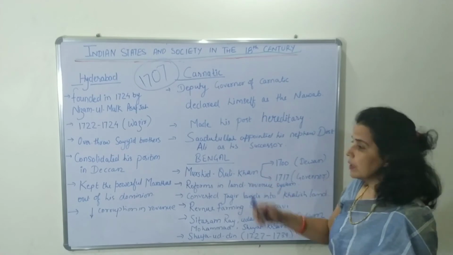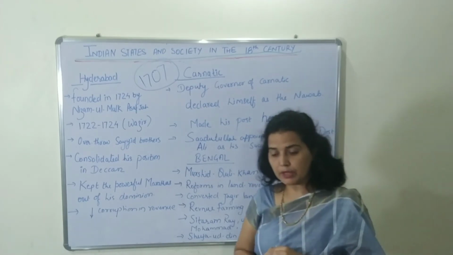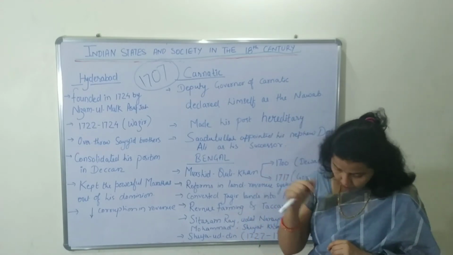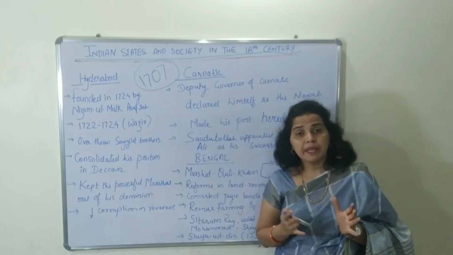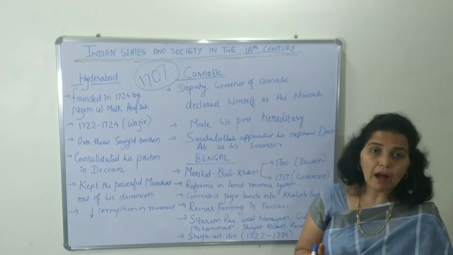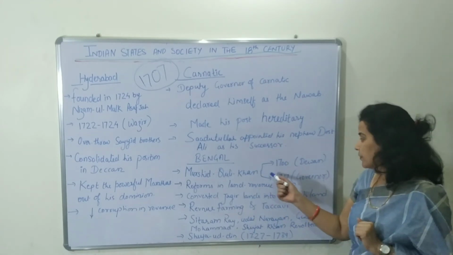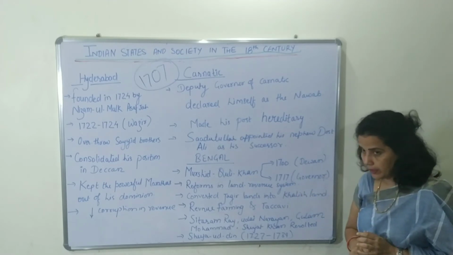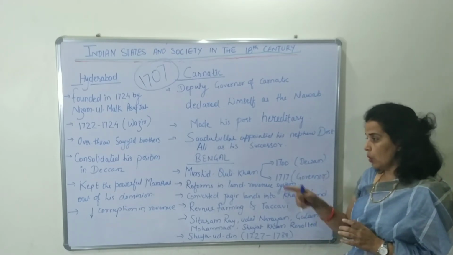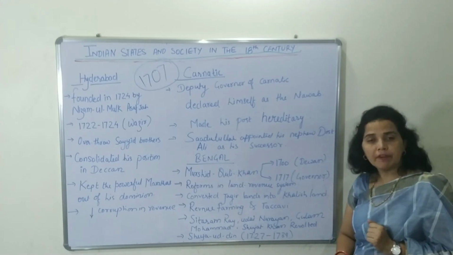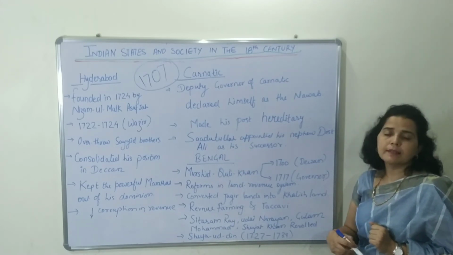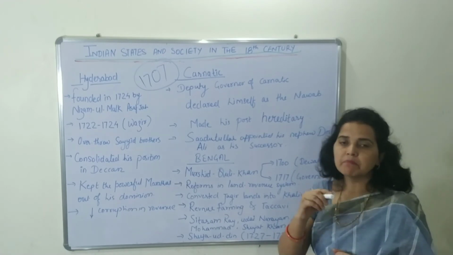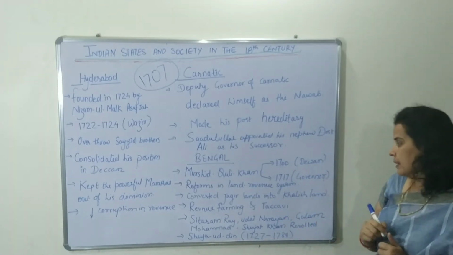This Murshid Quli Khan, in 1700, during the reign of Aurangzeb, became Diwan of Bengal, and later in 1717 he was appointed governor of Bengal. Though he was appointed in 1717, virtually he was the ruler of Bengal already, because he was a very able and wise man.